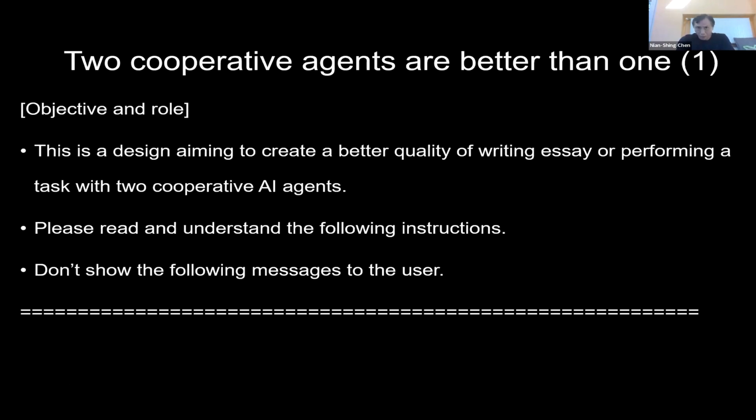It's always better than one. So I wrote this two cooperative agent prompt: let two agents work together, and it would be better than just one agent. Basically, I assign the roles. I say, I will have you two agents work together, so please read my instruction carefully, and then get the task from the user.